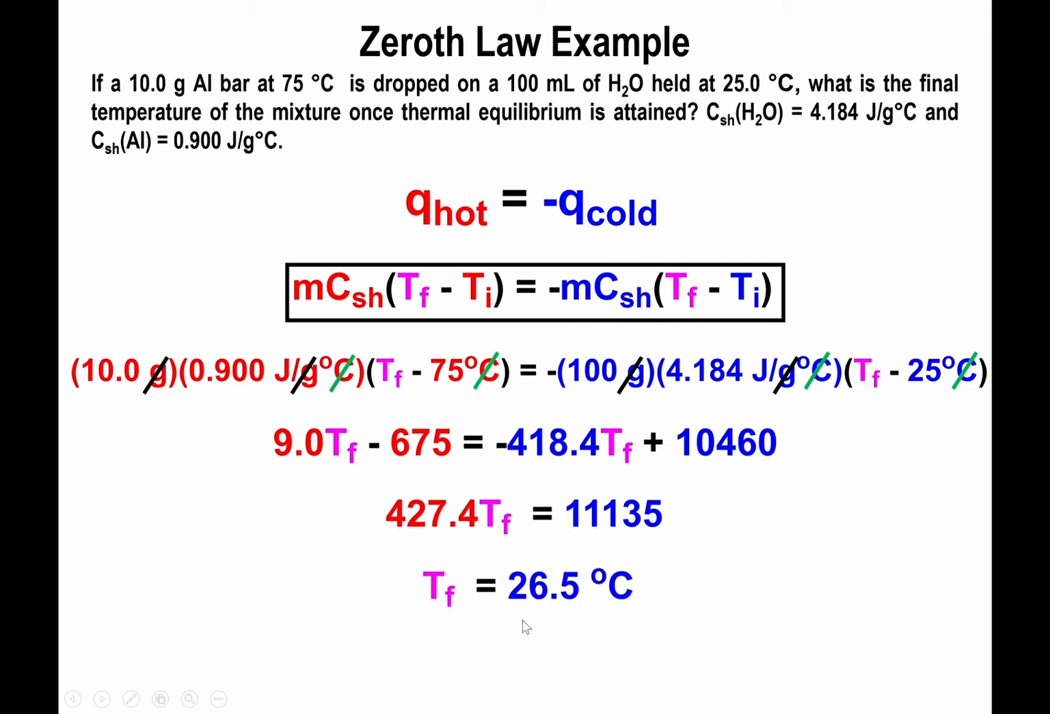So at this point, all you need to do is divide both sides by 427.4 to find out the final temperature, which in this case is 26.5 degrees Celsius. And the big point that I need to restate is that the final temperature lies in between both of the initial temperatures. So 75 and 25 are definitely the endpoints compared to the final temperature. That's what you want to see. If you end up with a T final that is greater than either of these temperatures, you made a mistake. If you end up with a T final that is lower than either of these two temperatures, you also made a mistake. This temperature has to be in the middle.